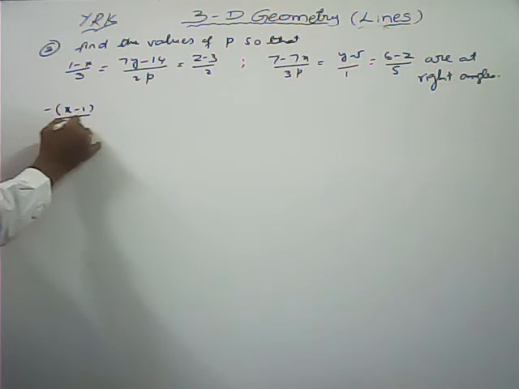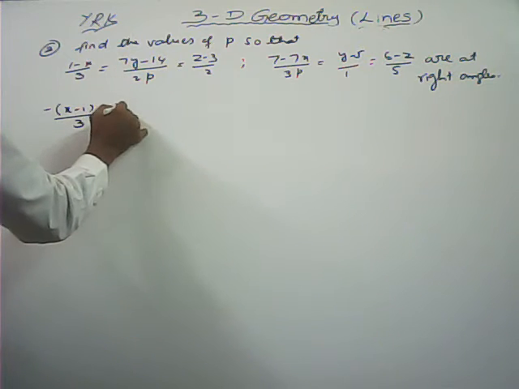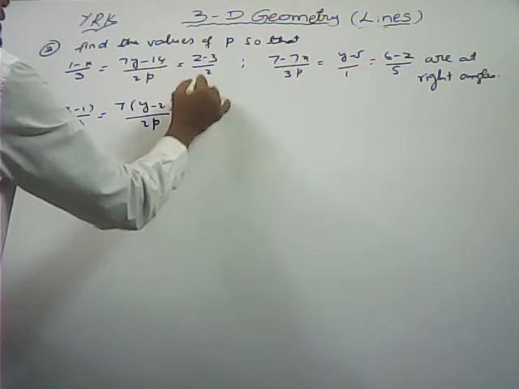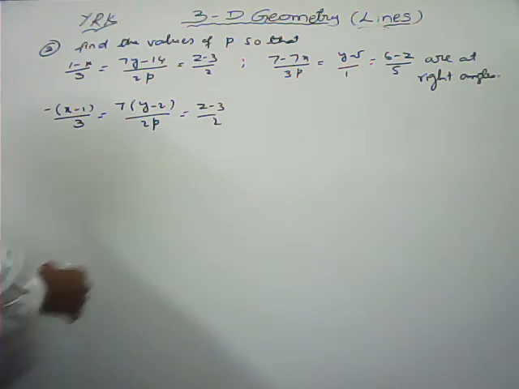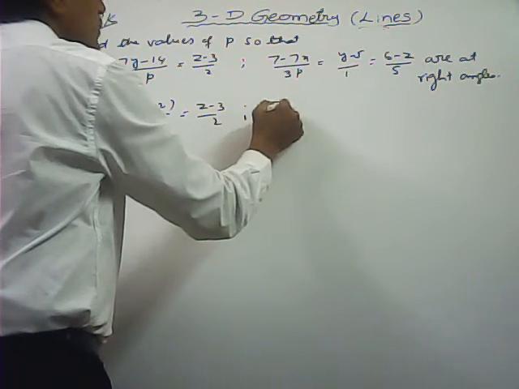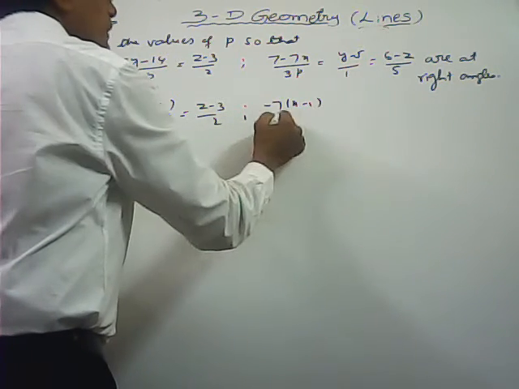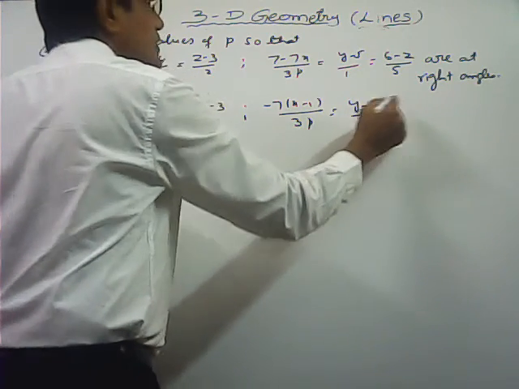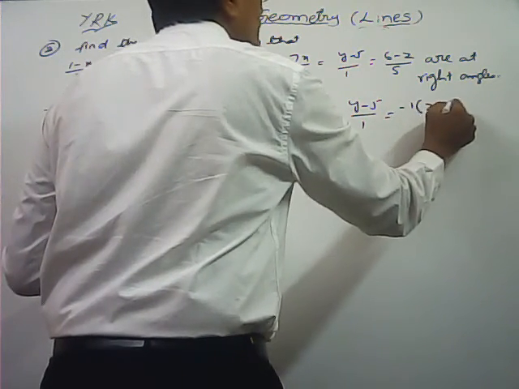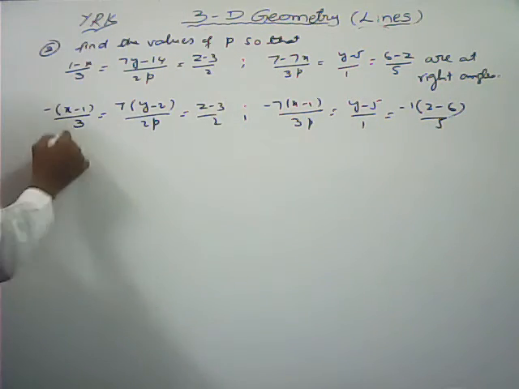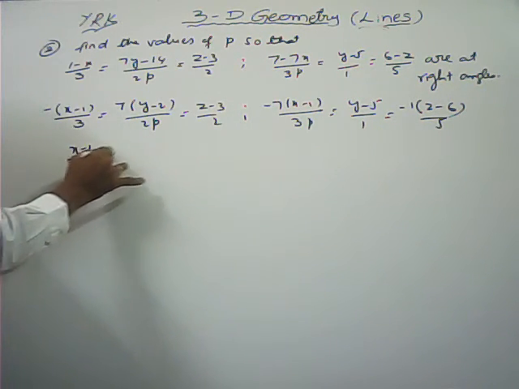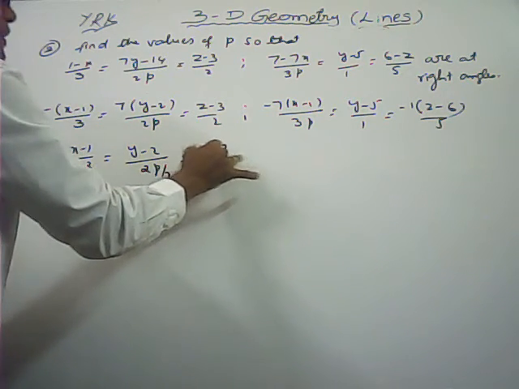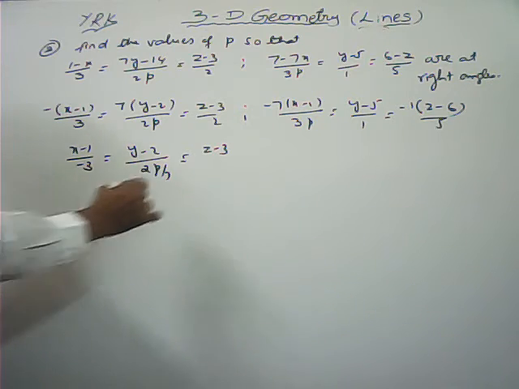So x minus 1 by 3 is equal to, to make it 1, I am taking 7 as common, y minus 2 by 2p by 7, is equal to, here the z coefficient is 1 only, so no need for any modification, z minus 3 by 2. So here x minus 1 by minus 3 is equal to y minus 2 by 2p by 7, is equal to z minus 3 by 2.